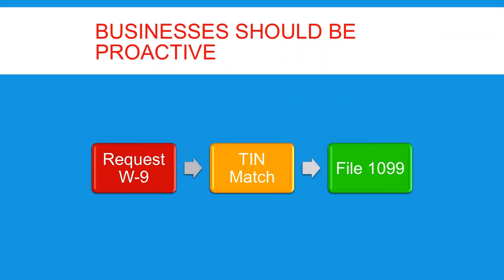So here's what businesses should do, and if you're an accountant or a bookkeeper on the line who's listening to this as well, the small businesses that you work with should be following a good process here as well. Anytime that you're hiring someone to do work for you, someone that you may have to supply a 1099 for, you always want to collect a W-9 first.